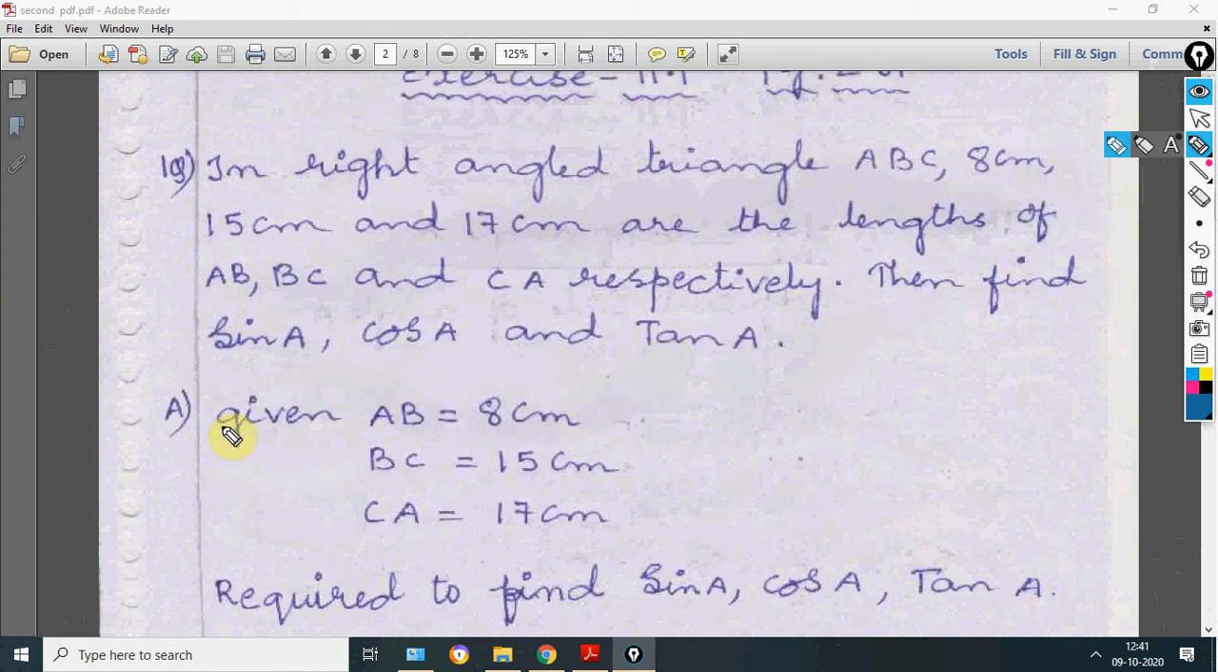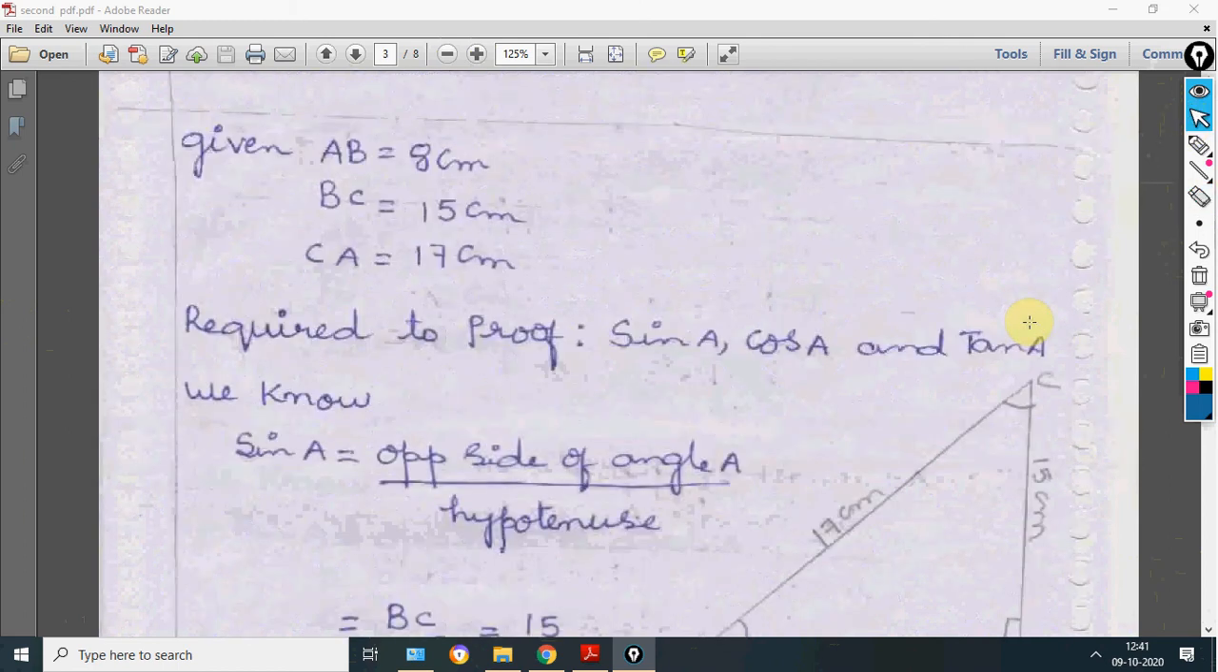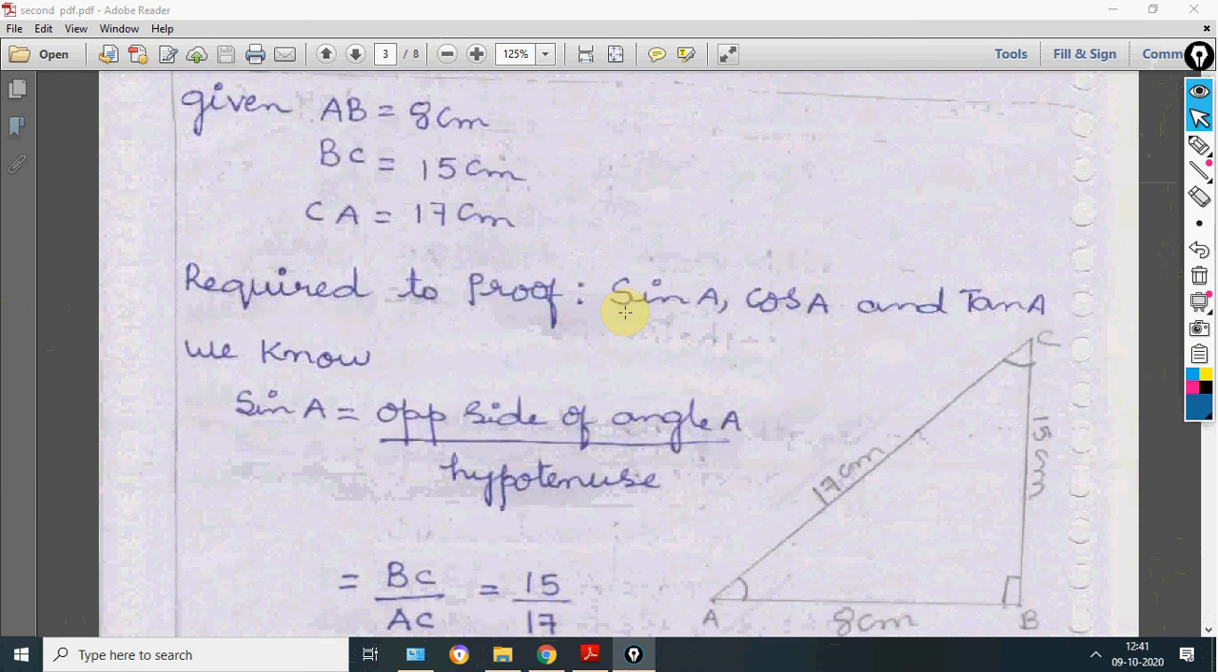First of all, we will write what is given. Given AB equals 8 centimeter, BC equals 15 centimeter, CA equals 17 centimeter. Then we are required to find sin A, cos A and tan A. We write that here once again. Okay. Next, what we have to find first is sin A.